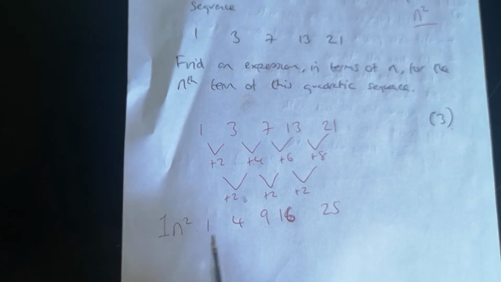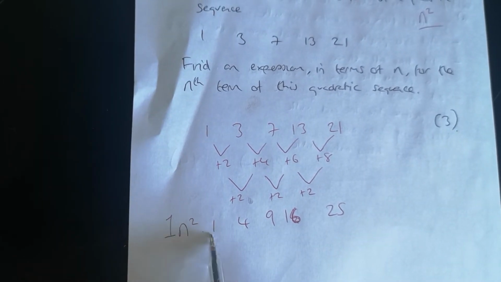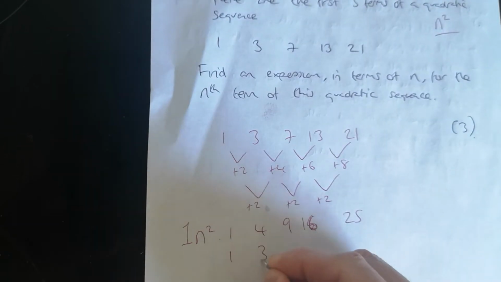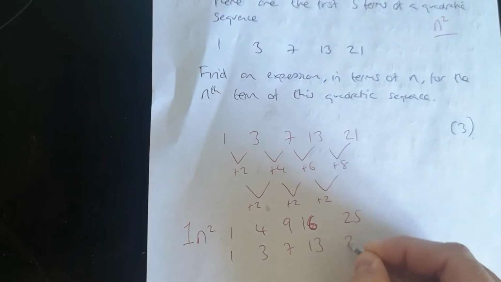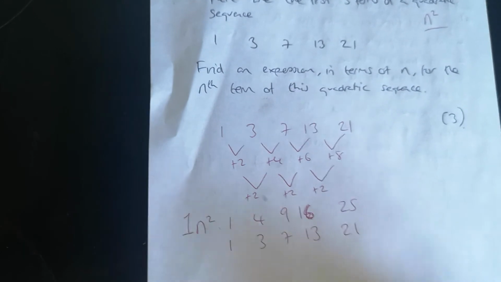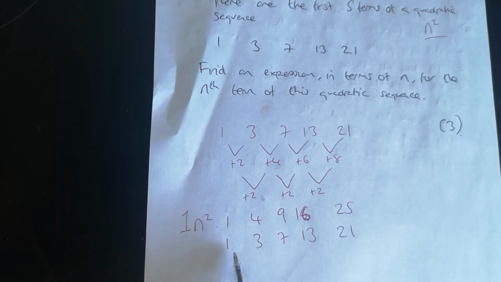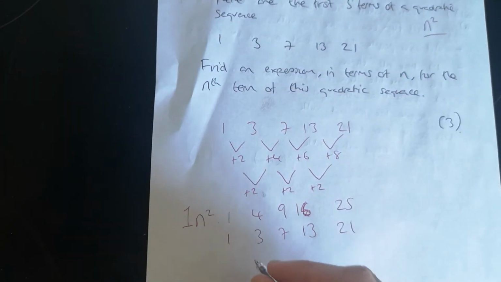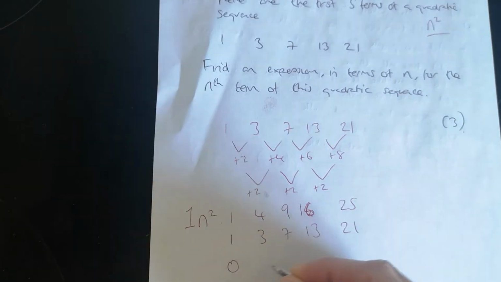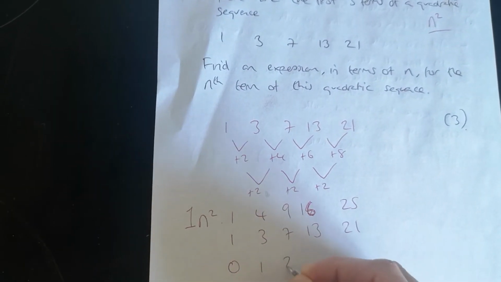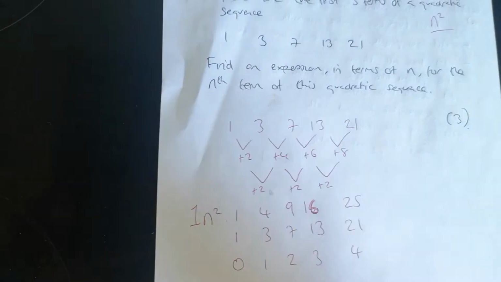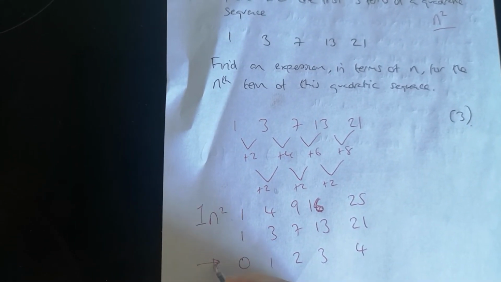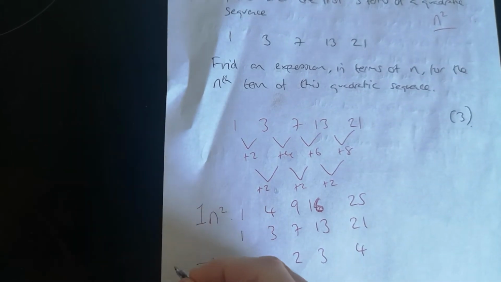And then we want to look at the difference between our n squared sequence and our initial sequence. So I'm just going to rewrite that sequence that we started with there. So our square numbers, 1, 4, 9, 16, 25, and our sequence from the question. We're going to take the two away to find the difference between them. So that's 0, 1, 2, 3, 4. And then we need to work out the nth term of this. So this is the linear part.